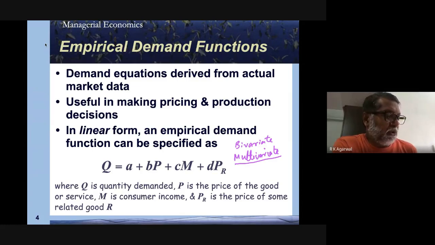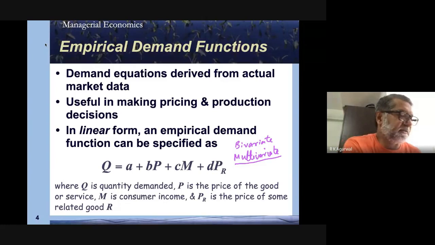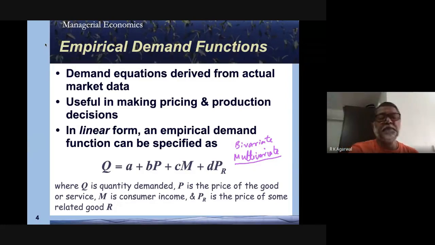So you should have data. You should have data on quantity demanded, price at which they were demanded, the income of the consumer, and the related price of the product.